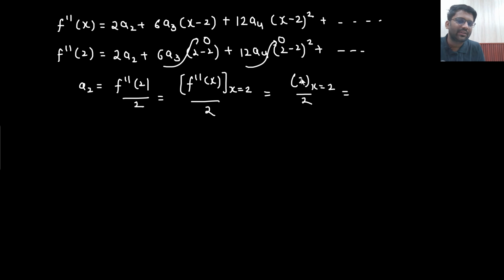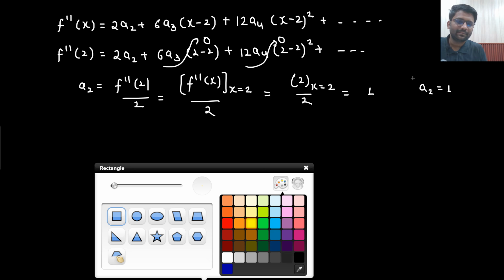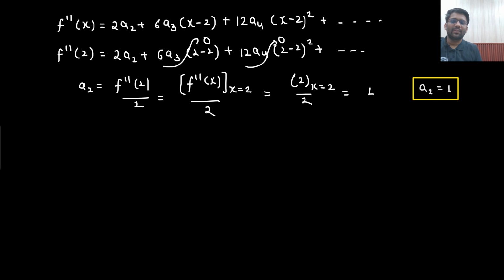So here you need to put x equals to 2. But it is a constant value. So it will be 2 only. 2 divided by 2 will be 1. Where is x? X is not even there. So it will be simply 2 only. 2 divided by 2 will be 1. So what is the answer you are getting? A2 is coming out to be equal to 1 only.